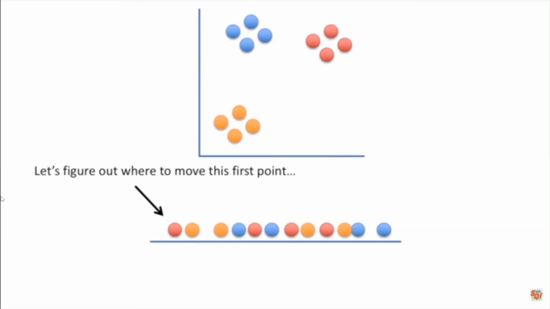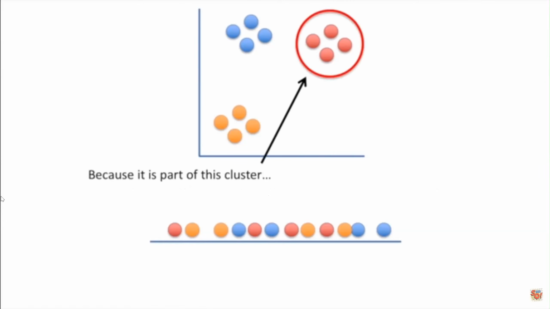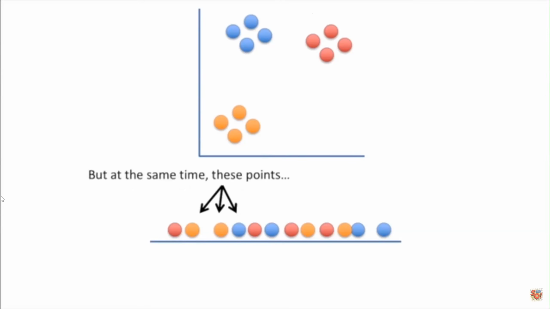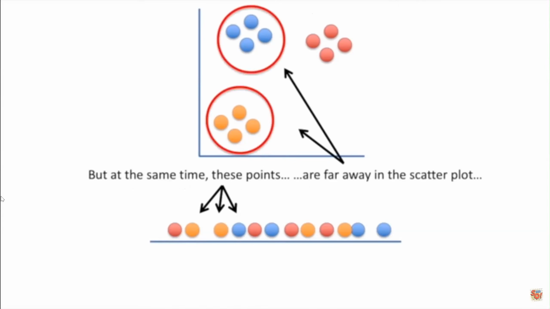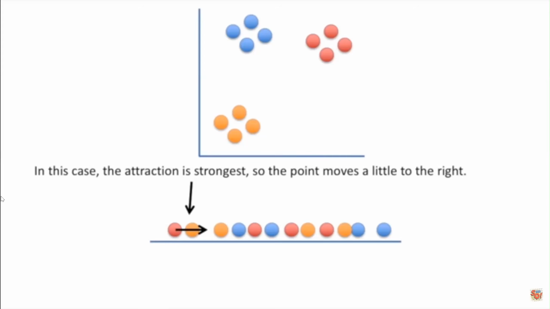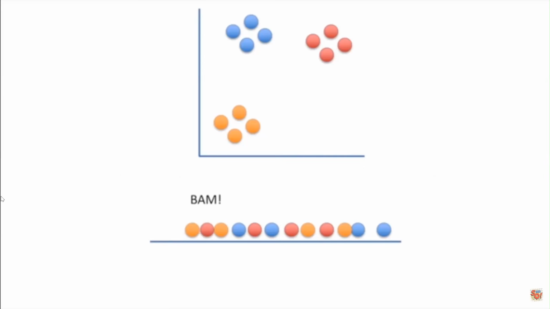Let's figure out where to move this first point. Should it move a little to the left or a little to the right? Because it is part of this cluster in the two-dimensional scatter plot, it wants to move closer to these points. But at the same time, these points are far away in the scatter plot, so they push back. These points attract, while these points repel. In this case, the attraction is strongest, so the point moves a little to the right. Bam!